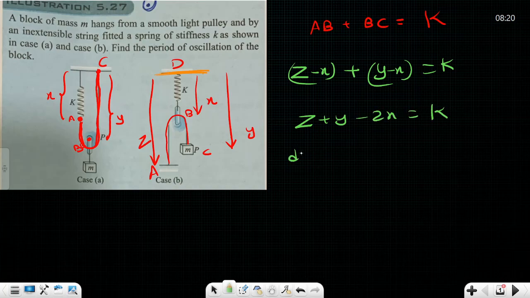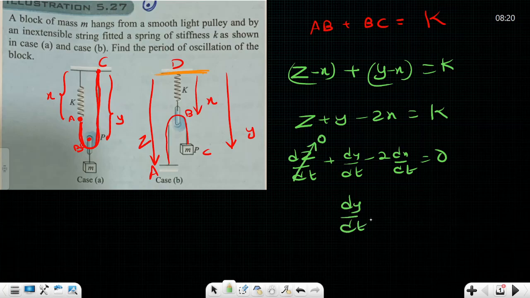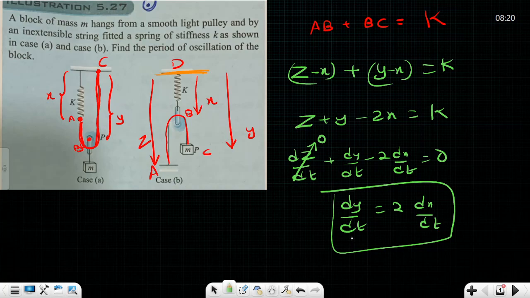Now differentiating, you will be getting dz by dt plus dy by dt minus 2 dx by dt is equal to 0. Sir, z is the length between ceiling to the ground, so there will be no change, therefore this value will be 0. Now what you got? dy by dt is equal to 2 dx by dt. This is the constraint relation we got. dy by dt is nothing but velocity of mass and 2 into dx by dt is nothing but velocity of point B, nothing but elongation in the spring.